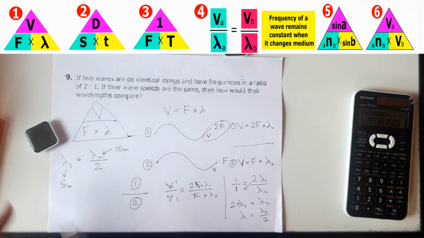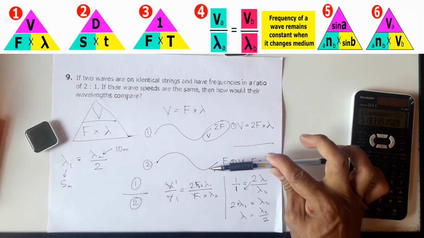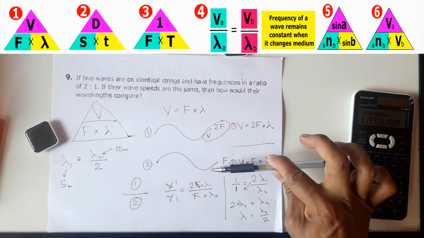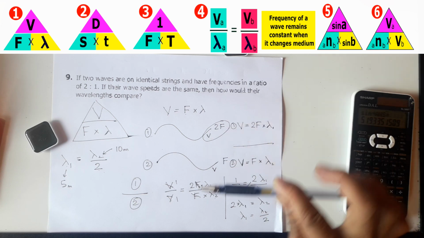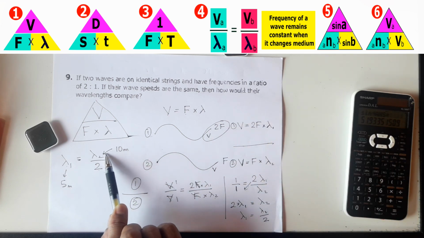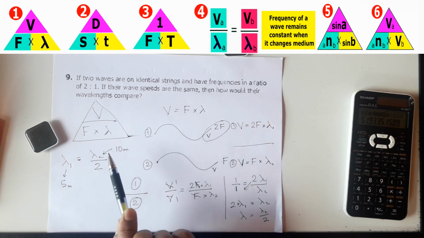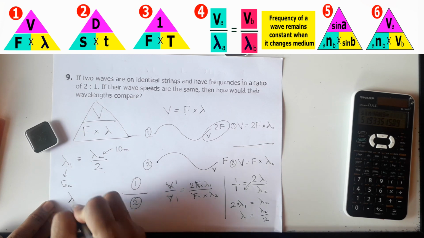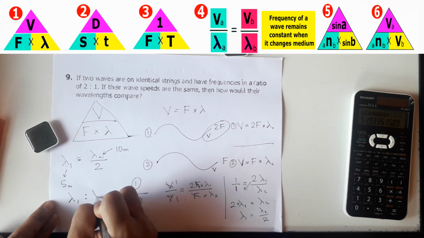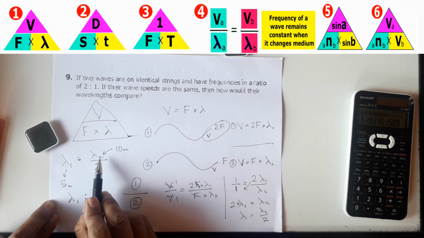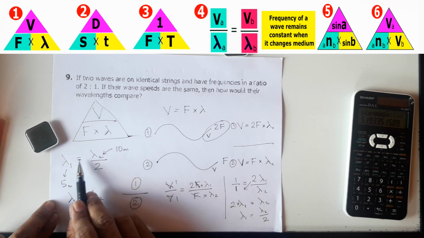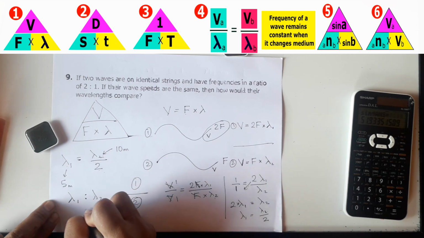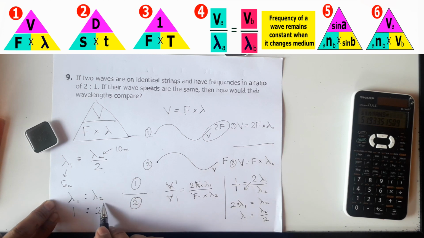So which one is always bigger? The second wave, his wavelength is always twice as big as the first wave. So if his wavelength was 100, he would be 50. If his wavelength was 8, his wavelength would be 4. So the wavelength ratio of wavelength 1 to wavelength 2, notice wavelength 2 is always twice as big as the first one. So it will be 1 to 2, right?